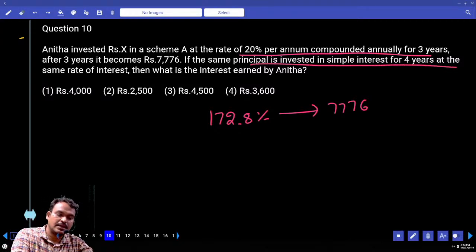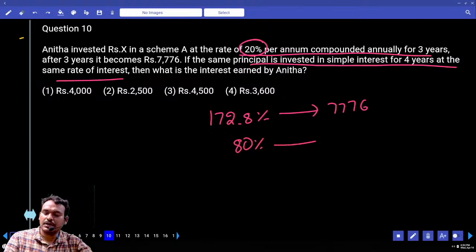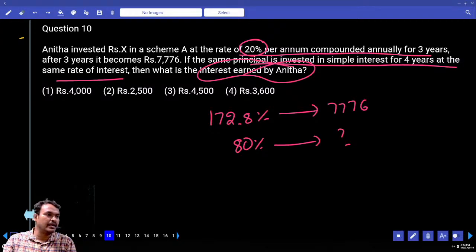But it is required that the same principal is invested at simple interest for how many years? 4 years. Same rate of interest or a different one? Same rate of interest. What is the rate percent? 20%. 4 years means 80%. Interest in the second case is how much percent? 80% is required. What is the question here? Interest earned by Anita. We require 80%.